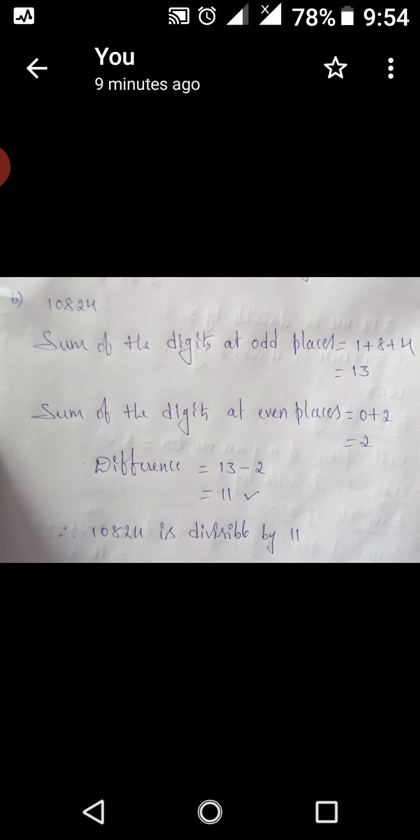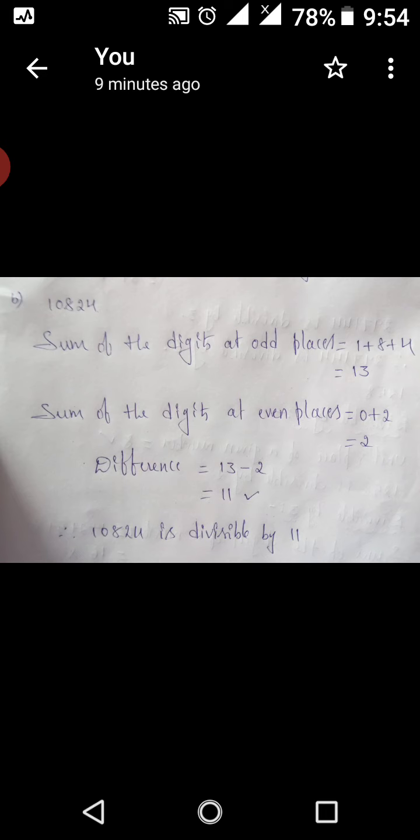Next, find out the sum of the digits at even places. Even places means second place and fourth place. 0 plus 2. 0 plus 2 is how much? 2. Then find out the difference between these two answers. The difference is 13 minus 2, which is 11.